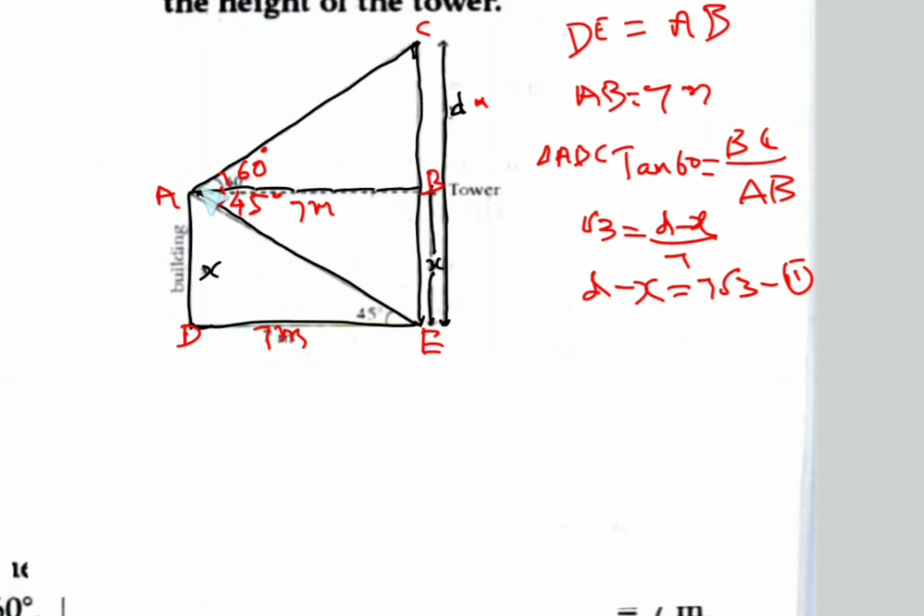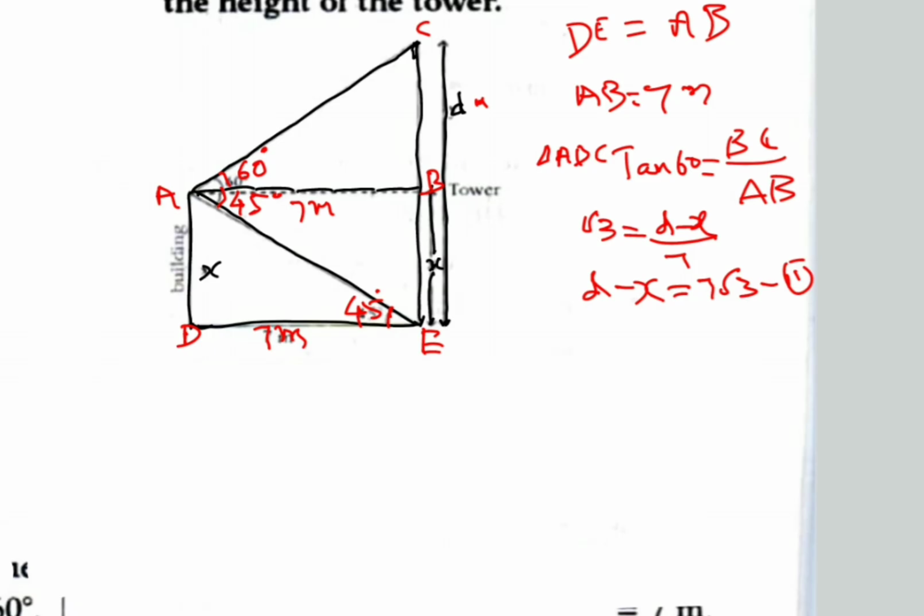And the angle of depression is 45, which means AB and DE are parallel lines. AE is the transversal, therefore this angle at A is 45 degrees. Here also we can write 45 because the corresponding opposite angles along a transversal are equal.